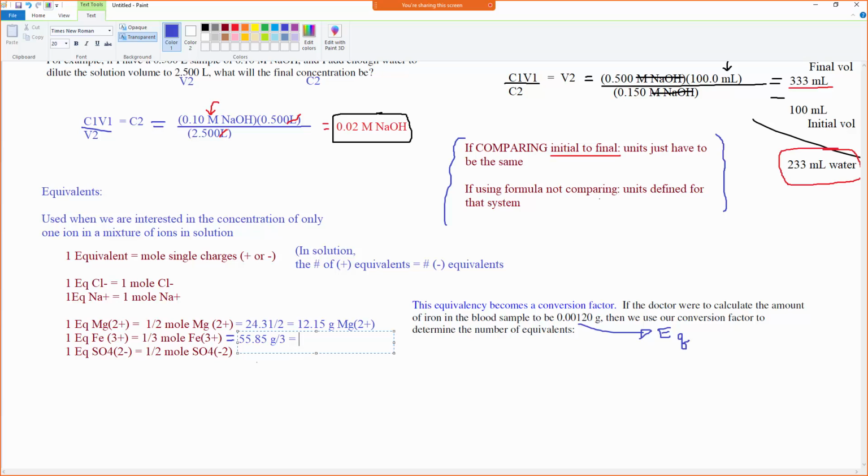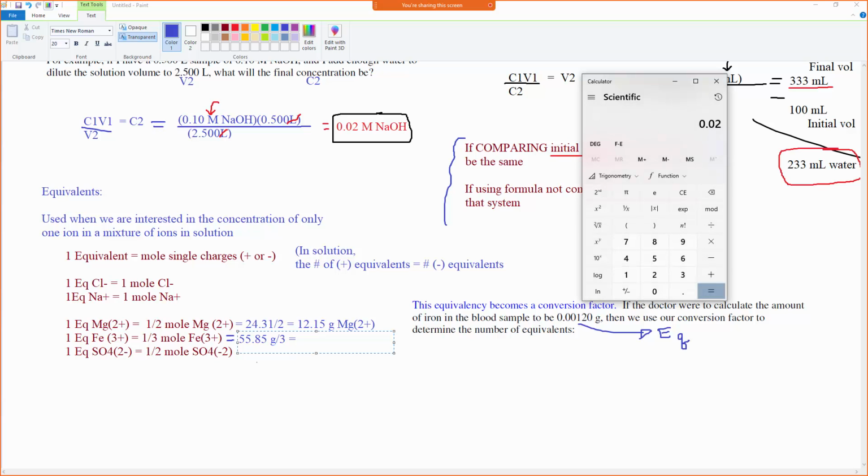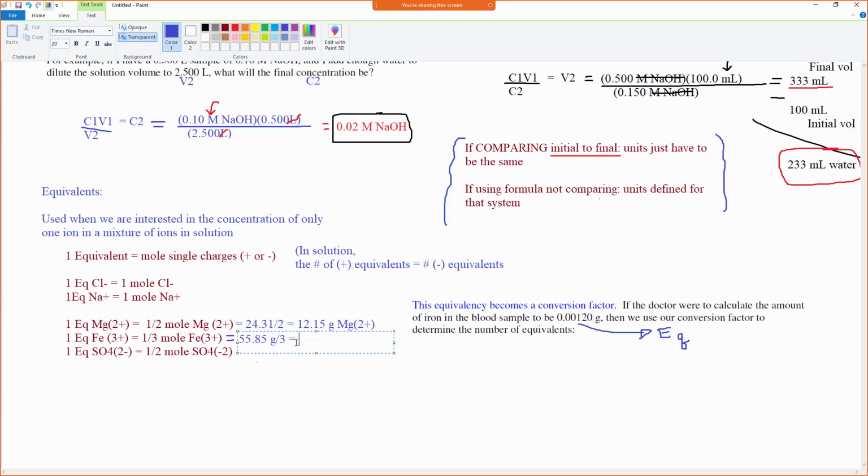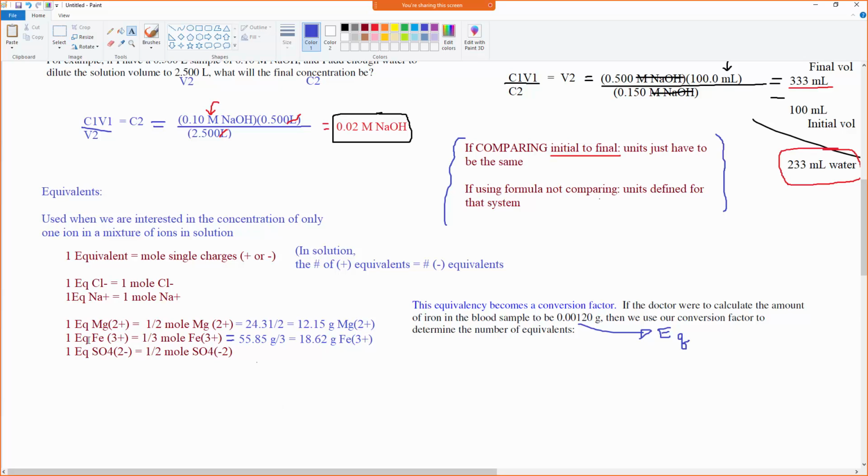So the number of equivalents here, let's see, there's one equivalent. 55.85 divided by 3. We have 18.62 grams of iron 3+ in one equivalent of iron 3+.